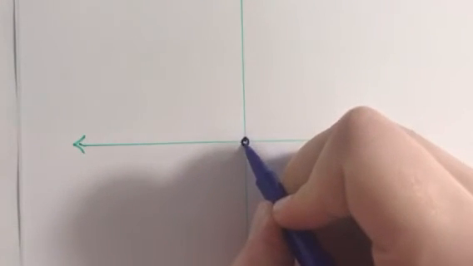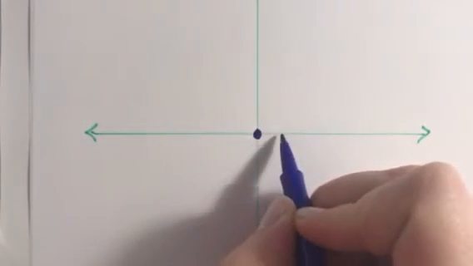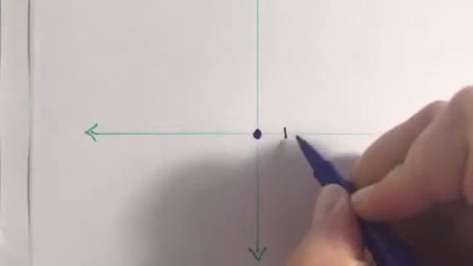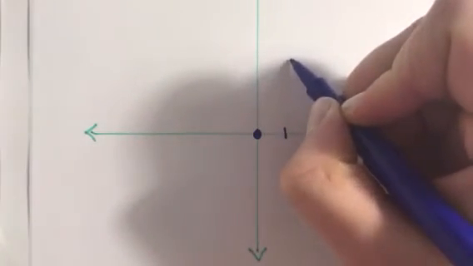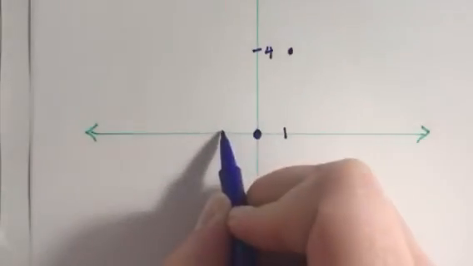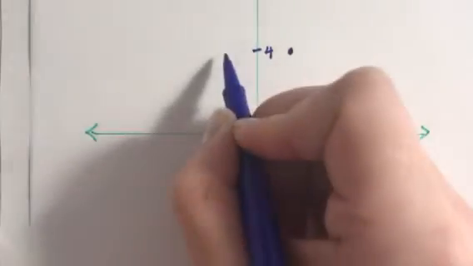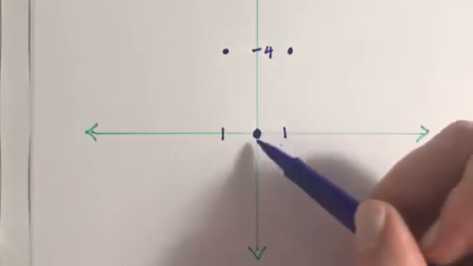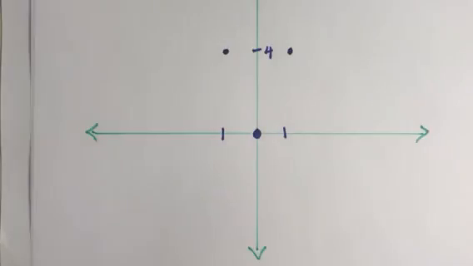0, 0 is my min here. Root 2 is kind of right around 1.4, so we'll kind of go right here, and then up 4. Let's make this 4 on our y-axis. Same thing to the left, at negative root 2, I'm also up at 4. So I have relative max, relative min, relative max.